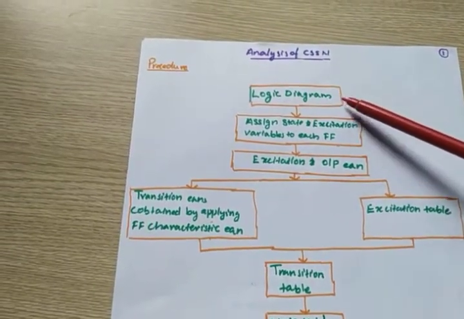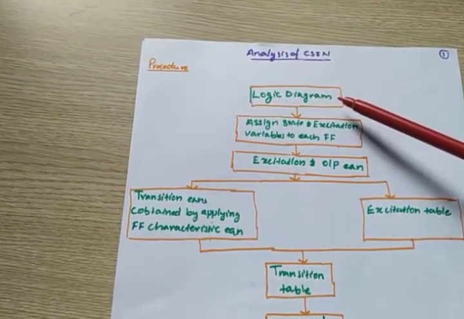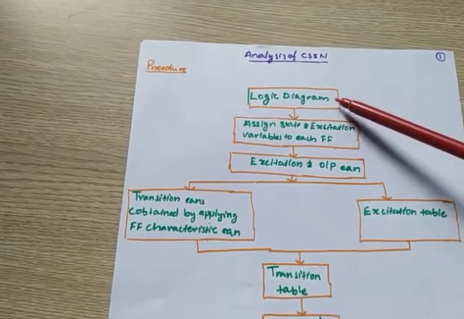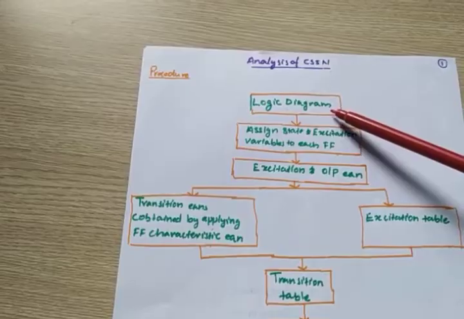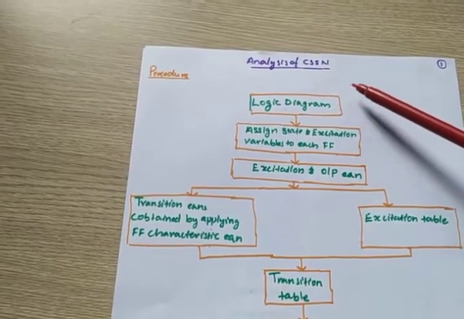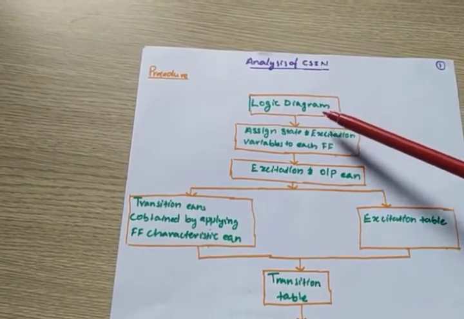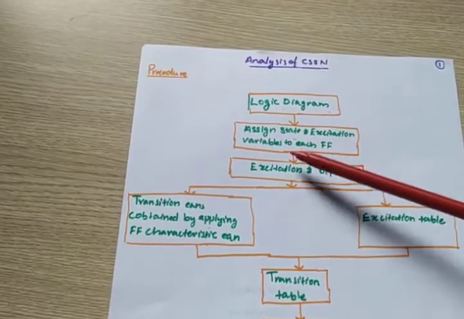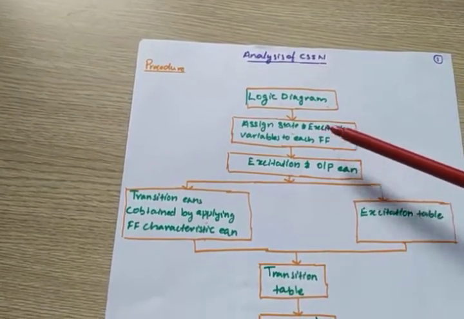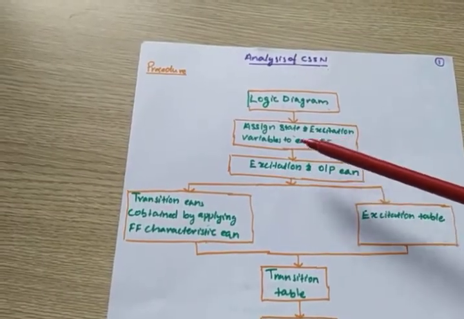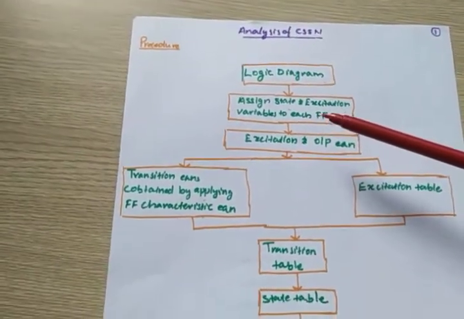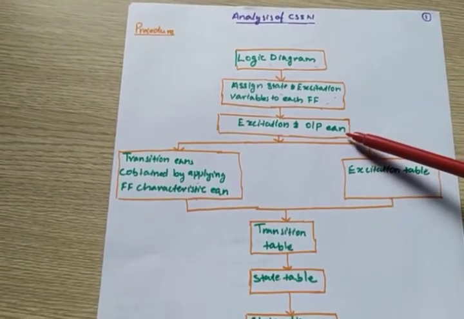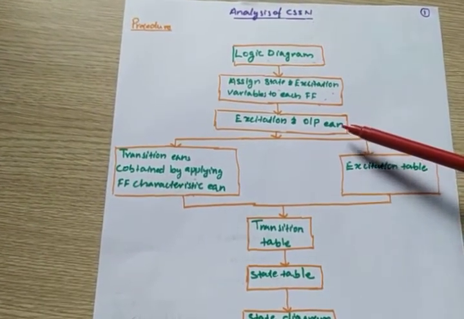First is the logical diagram; you have to draw the logical diagram. Sometimes it is given in the question paper. They give the logical diagram, and you have to analyze this clocked synchronous sequential network. So the logical diagram is there. What you have to do is assign the states and excitation variables to each flip-flop. Then write the excitation and output equation.